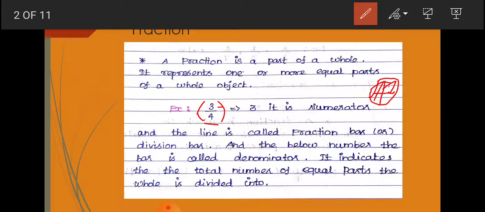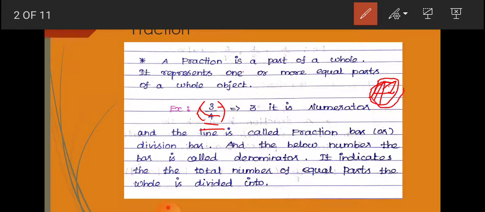3 is a numerator because it is above the line, so it is called numerator, and the line is called fraction bar. In the middle one line is there, so this is called fraction bar. And also we can say division bar, and the number below is called denominator. Below the line one number is there, so this is called denominator. It indicates the total number of equal parts the whole is divided into.